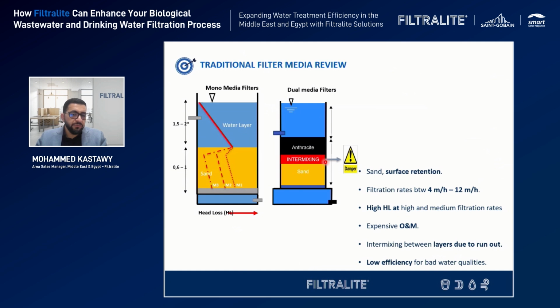That's how you can avoid this intermixing. The intermixing area, which you can see in the red zone, happens because when you stop the backwash, the high bulk density of sand and anthracite makes it just drop in your filter, and then you have this intermixing. So this red area is actually an intermix between the top layer, like anthracite, and the bottom layer, which is sand. Having this mixing between these two layers leads to low efficiency in the water quality. And you can avoid it by using Filtralite.